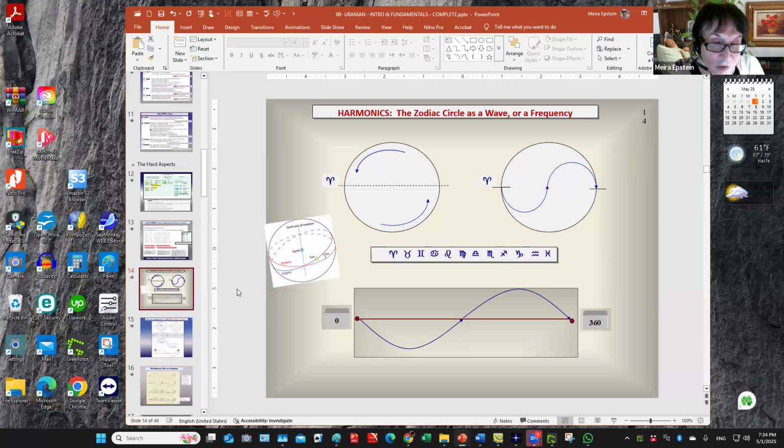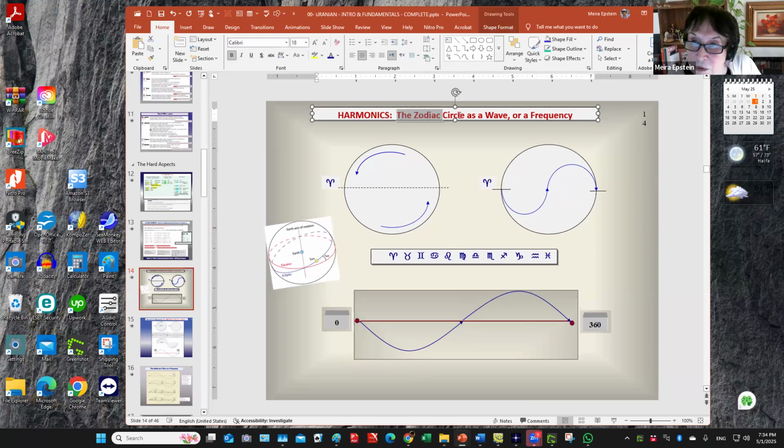So I'm going to go through something very kind of intriguing intellectually and then leave it alone. Because I can just tell you hard aspect and leave it alone, but I want to add something. So if you look at the zodiac, the two circles on the top, the zodiac is 360. And if you divide it by 2 and turn one around, you can see that the zodiac is actually a wave. That's what I'm trying to tell you. The zodiac circle is a wave.